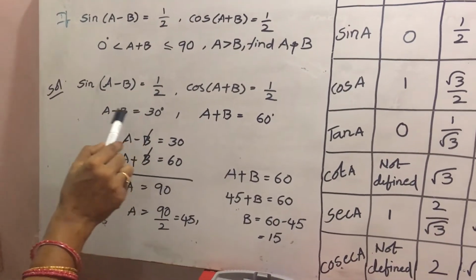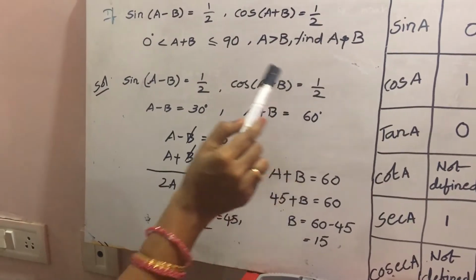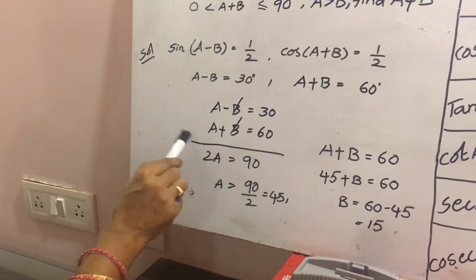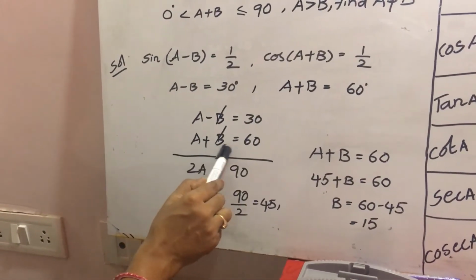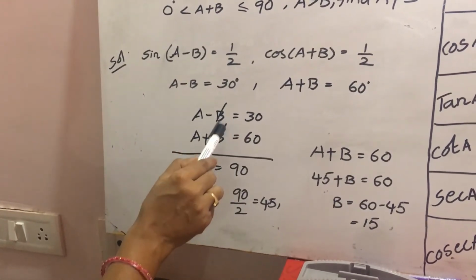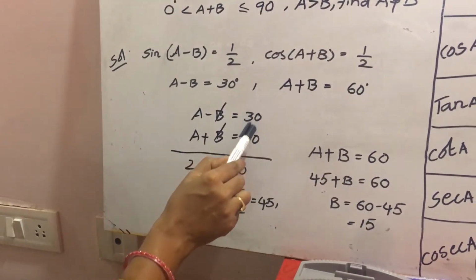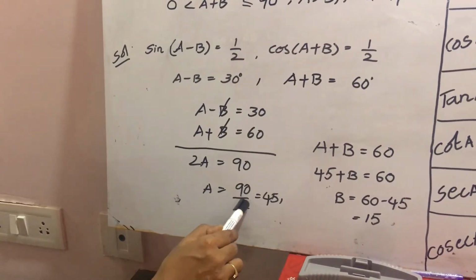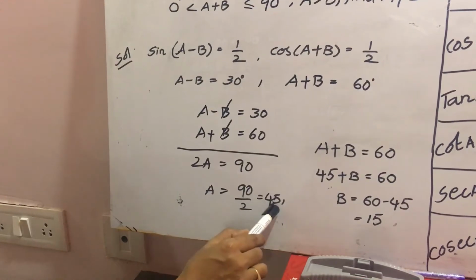Now, we have two equations. One is a minus b is equal to 30. The second one is a plus b is equal to 60. We can easily find out by solving these two equations. A minus b is equal to 30, a plus b is equal to 60. By adding these two, minus b plus b gets cancelled. A plus a is equal to 2a, which is equal to 30 plus 60 is equal to 90. A is equal to 90 by 2. 2 ones are 2, 45s are 90. A is equal to 45.